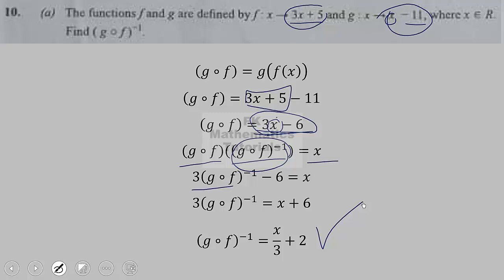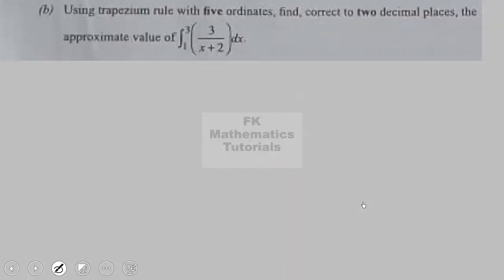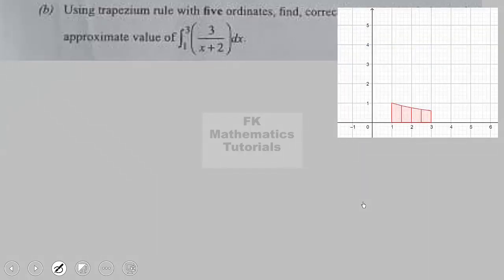Now let's look at the B part for question 10. Using the trapezium rule with 5 ordinates, find, correct to 2 decimal places, the approximate value of the integral with lower limit 1, upper limit 3, of 3 over x plus 2 dx. So we recall the trapezium rule. The trapezium rule uses a trapezium to approximate the area under the curve. So we have this here.